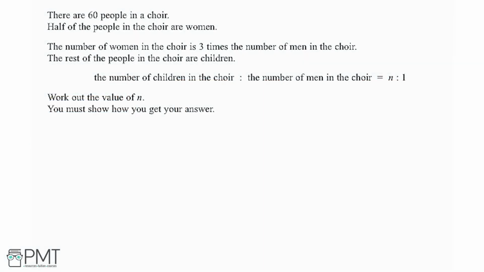So there are 60 people in a choir. Half of the people in the choir are women. The number of women in the choir is 3 times the number of men in the choir. The rest of the people in the choir are children.